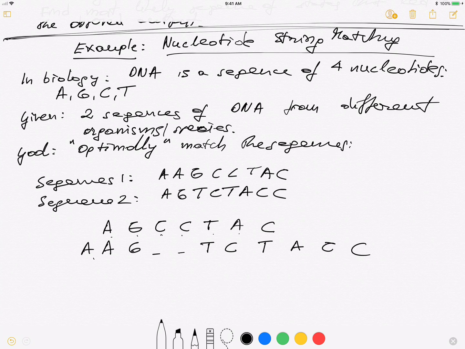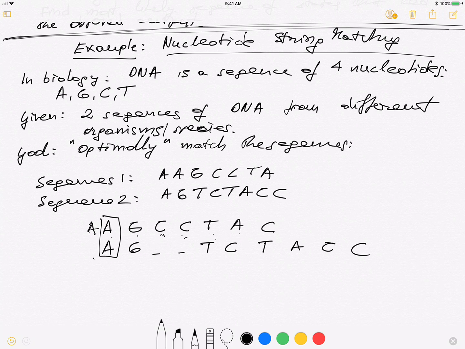A, G, C, C, T, A, C. And another one is, okay, I did wrong matching. A, G, T, C, T, A, C, C. So one sequence is of the length 1, 2, 3, 4, 5, 6, 7, 8. Another is of the length 1, 2, 3, 4, 5, 6, 7, 8. They are the same lengths actually, but I cannot 100% match these 2 sequences.